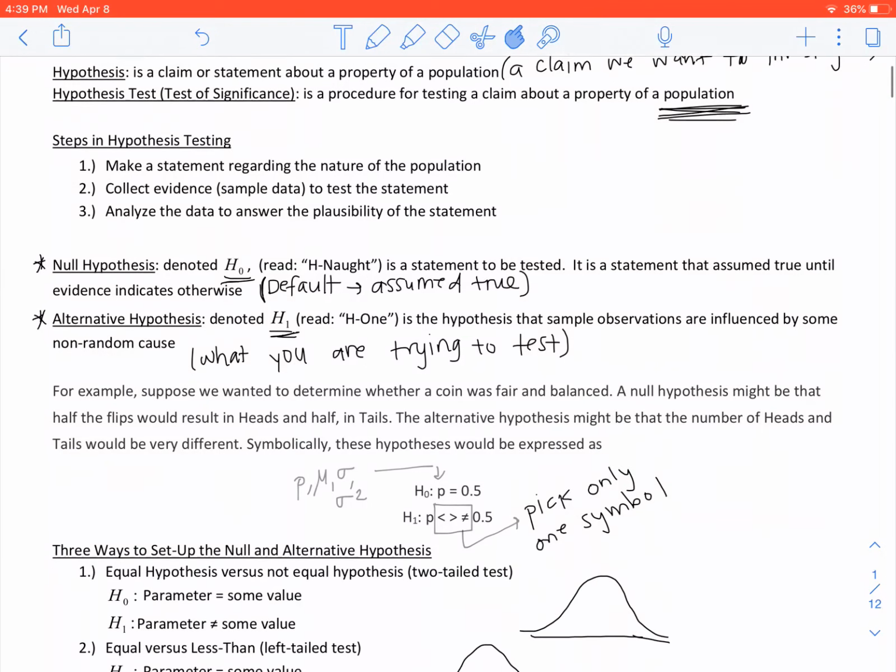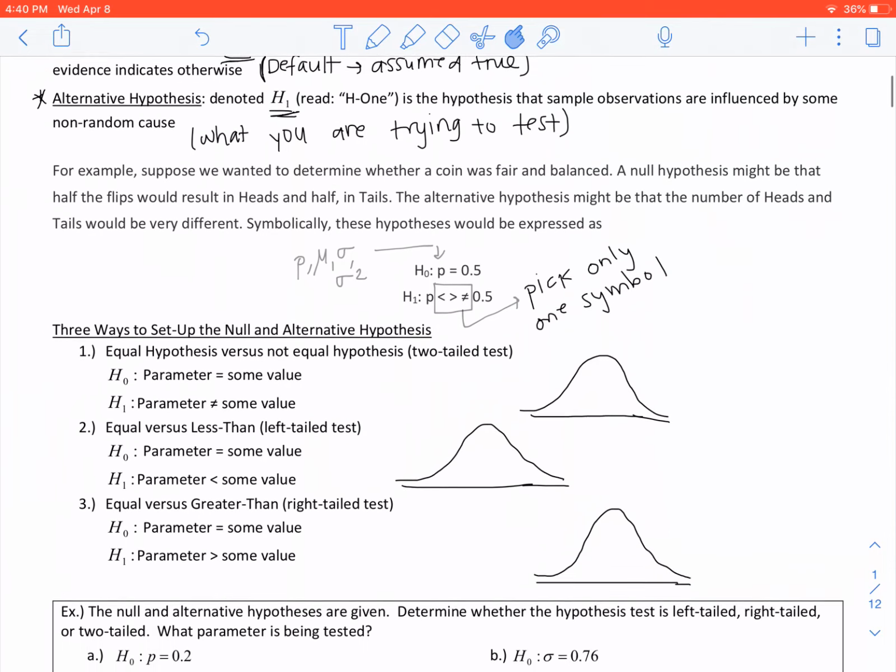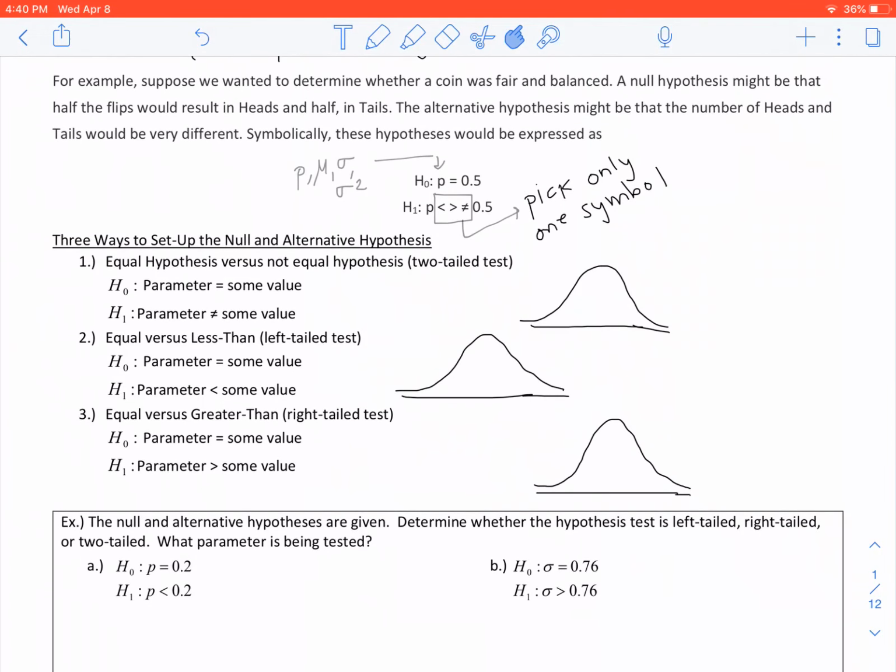The next thing says, for example, suppose we want to determine whether a coin was fair and balanced. A null hypothesis might be that half the flips would result in heads and half would result in tails. The alternative hypothesis might be that the number of heads and tails are different. Symbolically, these hypotheses would be expressed as follows. If you notice, we write an H naught and an H1. And then the next thing that we have there is P, that's our parameter that we are using.